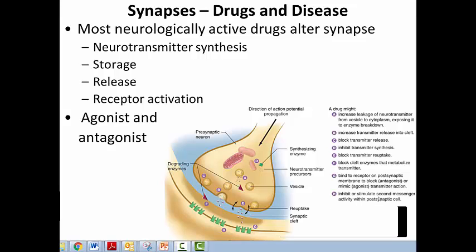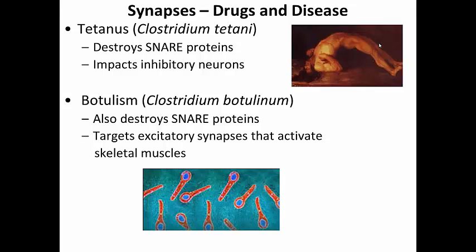And then lastly, we could have a drug or toxin that inhibits or stimulates second messenger activity within the postsynaptic cell, which may perhaps be a little less common, but also observed in some cases. So let's look at a couple examples of drugs that impact the synapse.